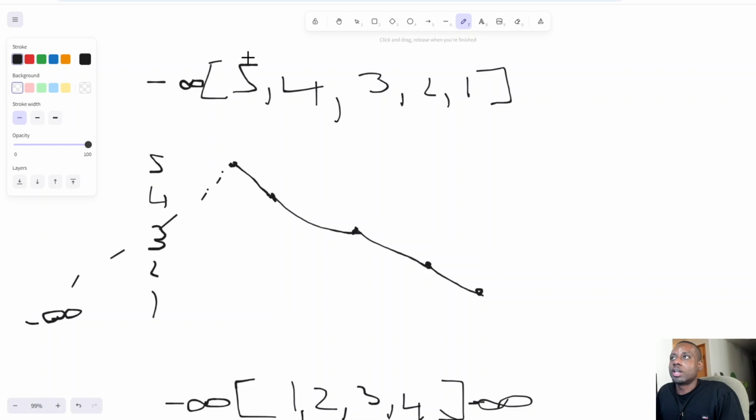So for each one, for the first element we check: am I greater than my left, which is negative infinity? And then am I greater than my right? If I am, then I automatically return it right away, because it satisfies the constraint that we have here. Pretty simple.